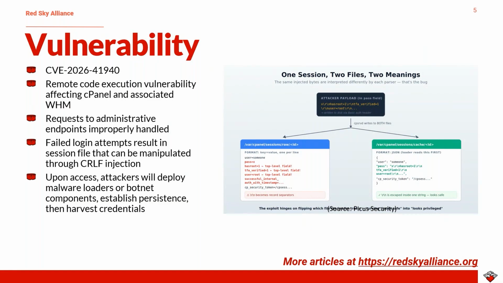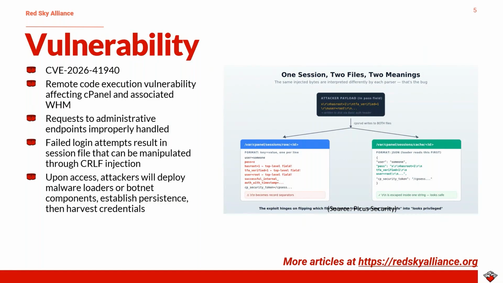After a failed login attempt, cPanel would write a pre-authentication session file to disk. Through CRLF injection, an attacker could manipulate a cookie such that specific parameters are written to this session file, which, upon being forced to reload, will authorize the attacker with injected credentials.